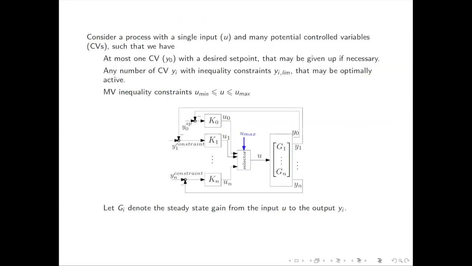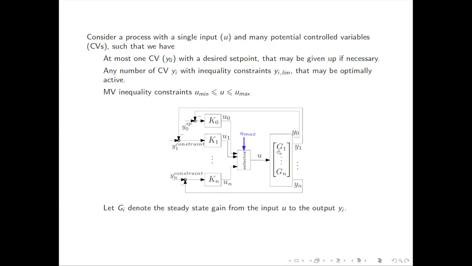We will now present a systematic procedure to design selectors for active constraint switching. Consider a process with a single input U and many potential control variables Y. Now we can have at most one CV constraint with a desired set point that may be given up if necessary. We can have any number of CV Yi with inequality constraints that may be optimally active. And we may in addition also have inequality constraints on the manipulated variable itself.